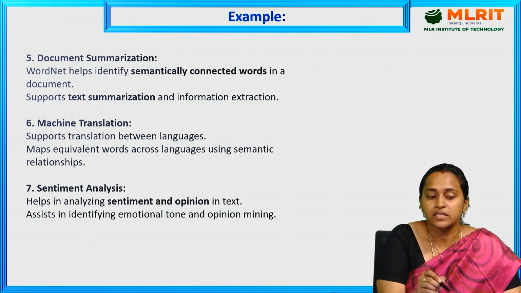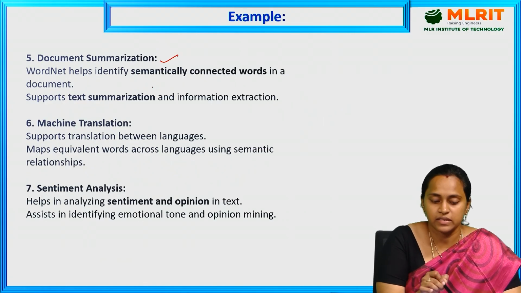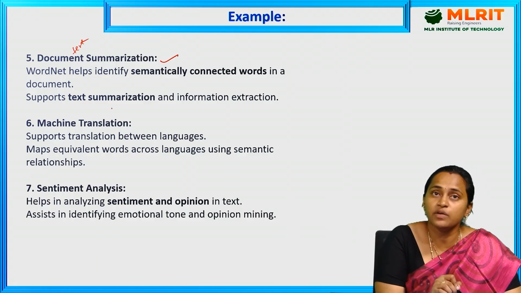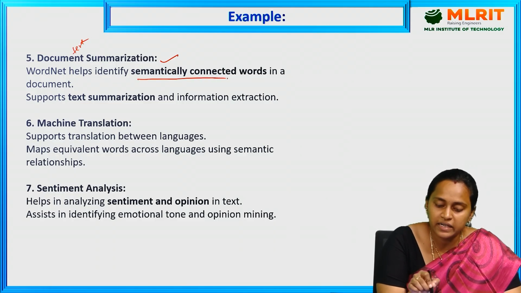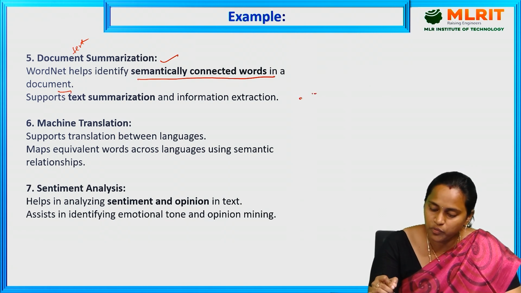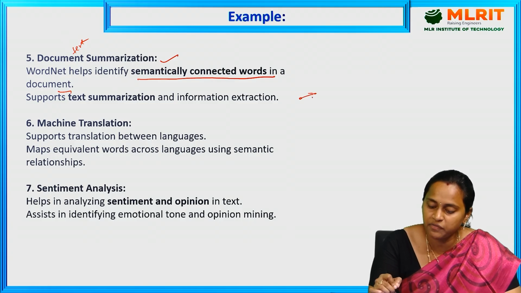Let's see the next one, document summarization. We already discussed it here, right? That means text summarization. By using the WORDNET, we can identify the semantically connected words in a document. That means there is a connection between word and word, right? We can easily identify the relationship between word and word by using WORDNET.